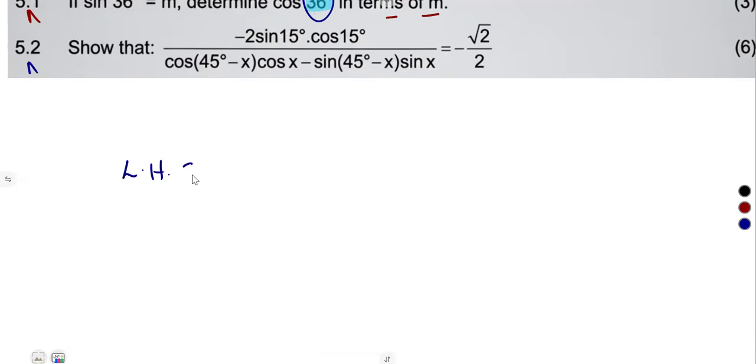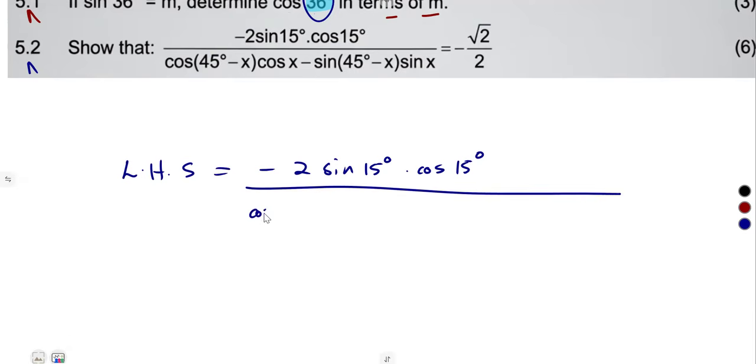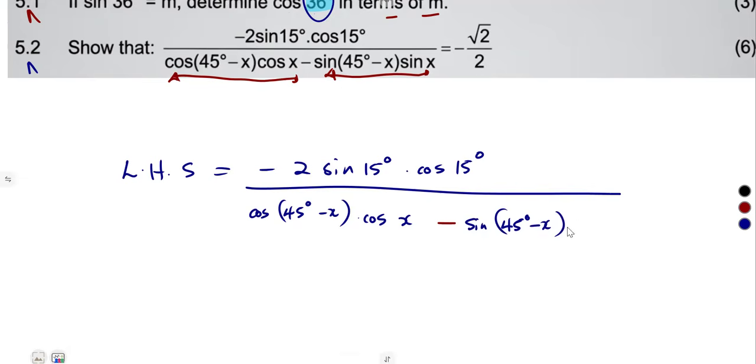So here I just have to rewrite: minus 2 sine 15 degrees cos 15 degrees, everything over cos of 45 degrees minus x times cos of x, minus, so this is the minus to subtract two terms. This is a single term, and this here is a single term again. That is sine of 45 degrees minus x times sine of x. This is our left-hand side, which must give us the right-hand side.